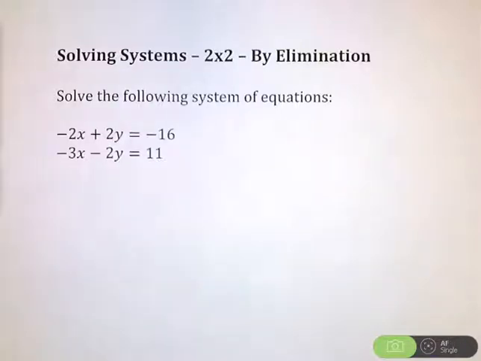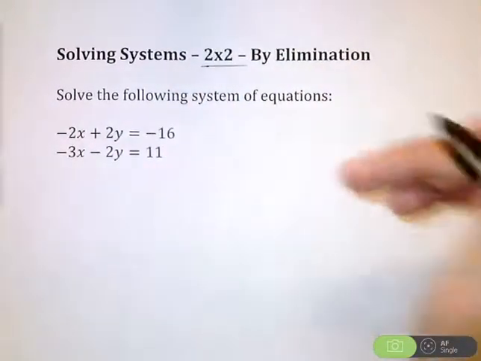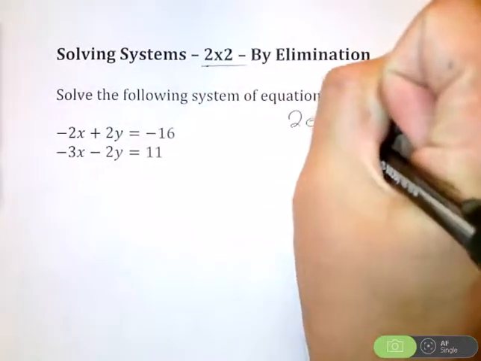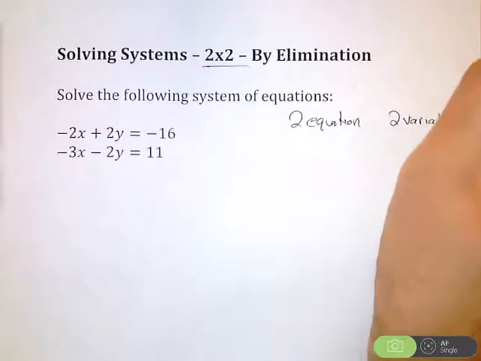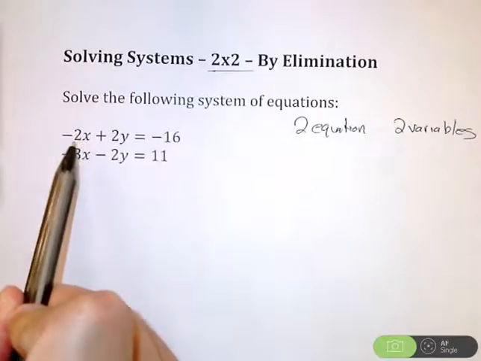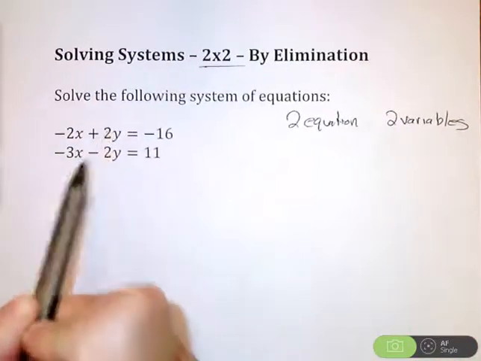Hey guys, let's talk about solving systems of equations. In this video we're going to focus on elimination. This is what we call a 2 by 2, which means it's two equations and two variables. So we have two equations, the top equation and the bottom equation, and two variables, x and y.